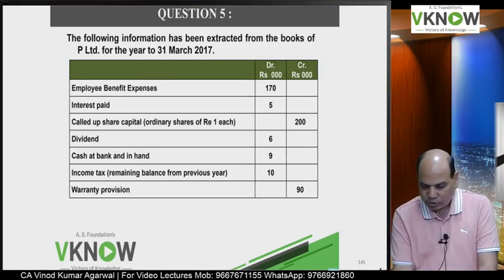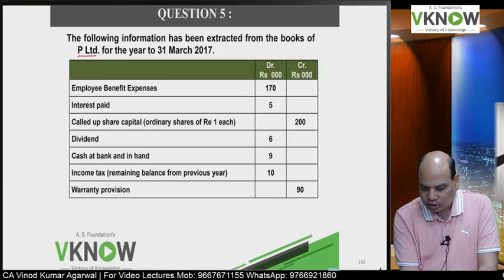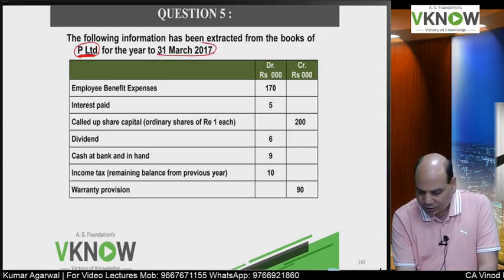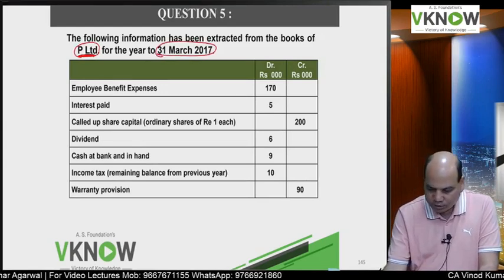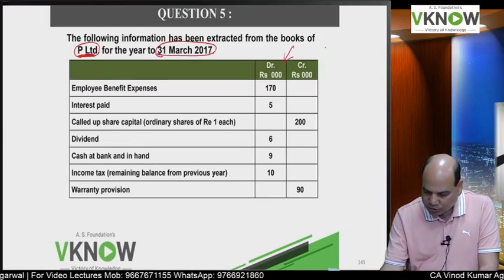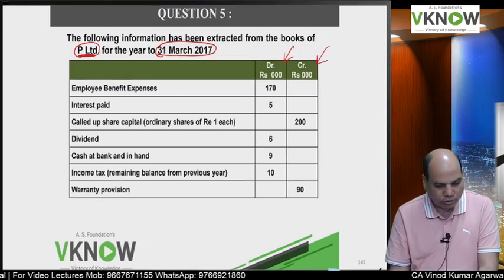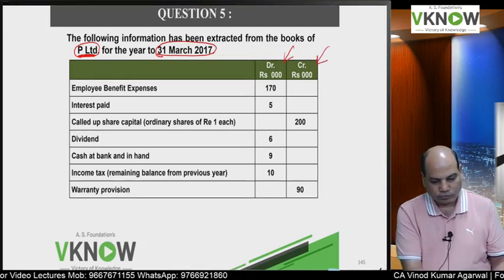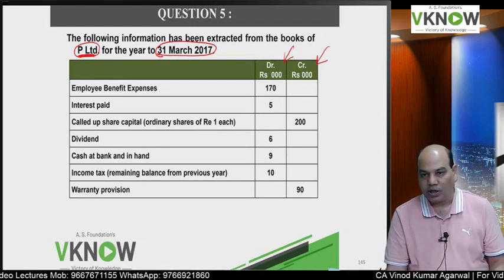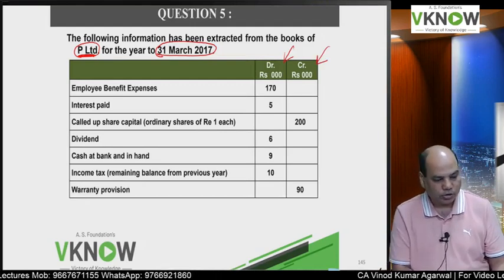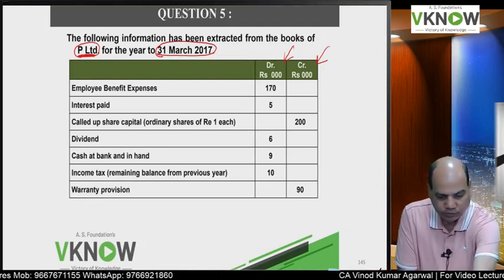Okay. The following information has been extracted from the books of P Limited for the year ended 31st March 17. As I said, you have to underline the name of the company. The year ending is 31st March 17. Then you are given figures in rupees in 1000. Can you see that? So we will also prepare our answer in rupees in 1000. Institute will agree for that, don't worry.